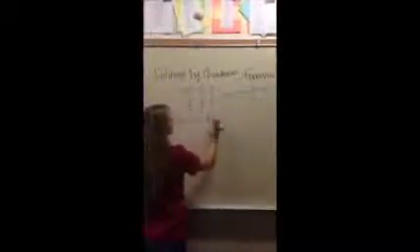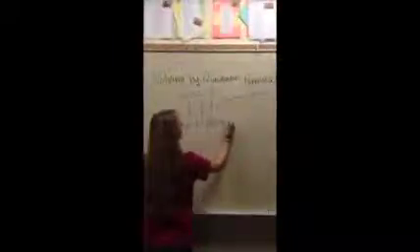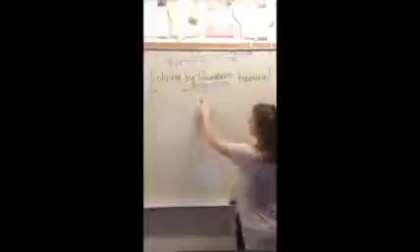So x equals negative 2 plus or minus square root of 2 squared minus 4 times 1 times c, which is negative 8. And then you put that all over 2 times a.